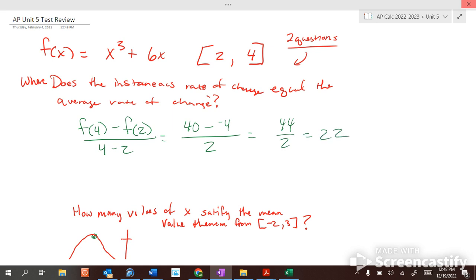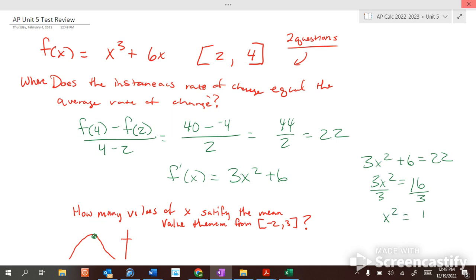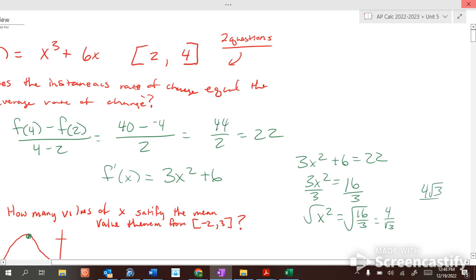Okay, what's the instantaneous rate of change? Well, the first derivative of f of x is equal to 3x squared plus 6. So you set 3x squared plus 6 equal to 22. Move the 6 over. 3x squared equals 16. Divide by 3. x squared equals 16 thirds. Take the square root, and it's 4 over the square root of 3, or 4 square root of 3 over 3.